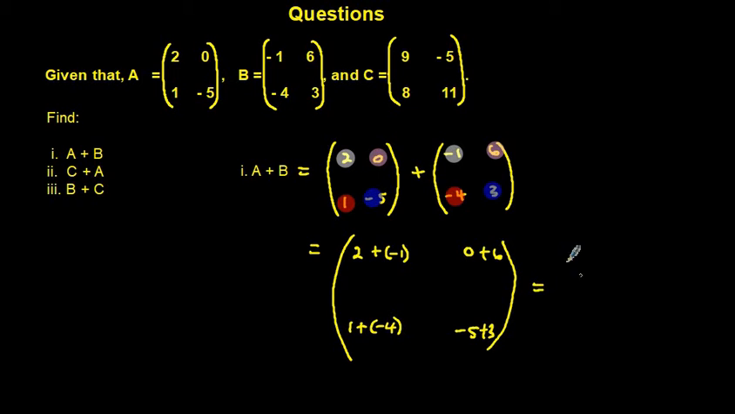So this should now be equal to, so 2 plus negative 1 would be 2 minus 1, so that is 1. 0 plus 6 is 6. 1 plus minus 4 is 1 minus 4, so that's minus 3. And negative 5 plus 3 is a negative 2. Right, so that's basically it. A plus B is equal to 1, 6, negative 3, negative 2.